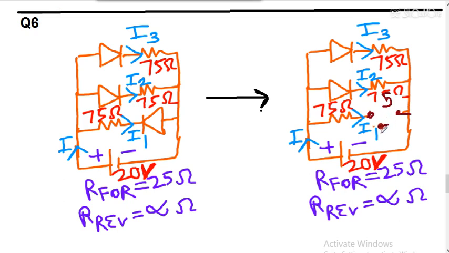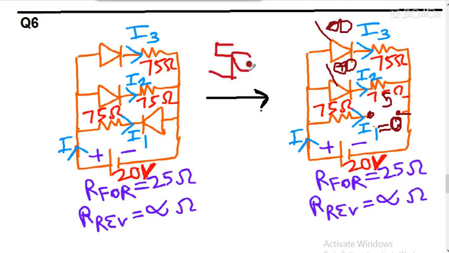So that means I1 will be equal to 0. The value of I1 will be equal to 0. Further it will be 25 plus 75, 100. So 100 will be this one. Now 100 and 100 are in parallel. So 100 and 100 in parallel will give me 50.